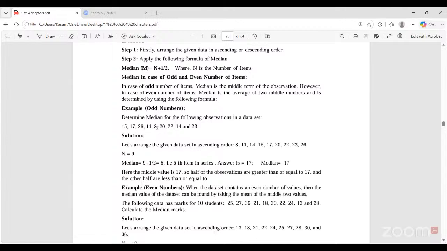1, 2, 3. Whether ascending or descending, the answer is 17. Don't write it like this. First write in ascending order, from the lowest number to the highest number, and the answer is 17. Here the middle value is 17, so the observations are greater than or equal to 17. That is what we are writing here.